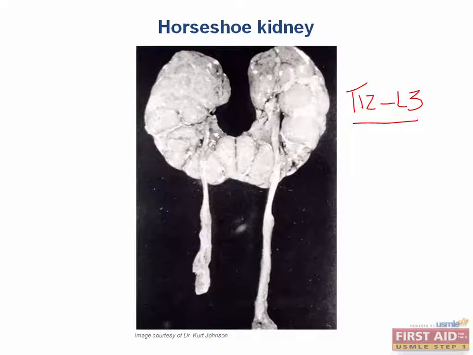Correct, the superior mesenteric artery. The renal vessels actually pass under this artery. However, if the kidney's inferior poles fuse before they ascend, they get trapped under the inferior mesenteric artery. This condition is commonly associated with what genetic abnormality?